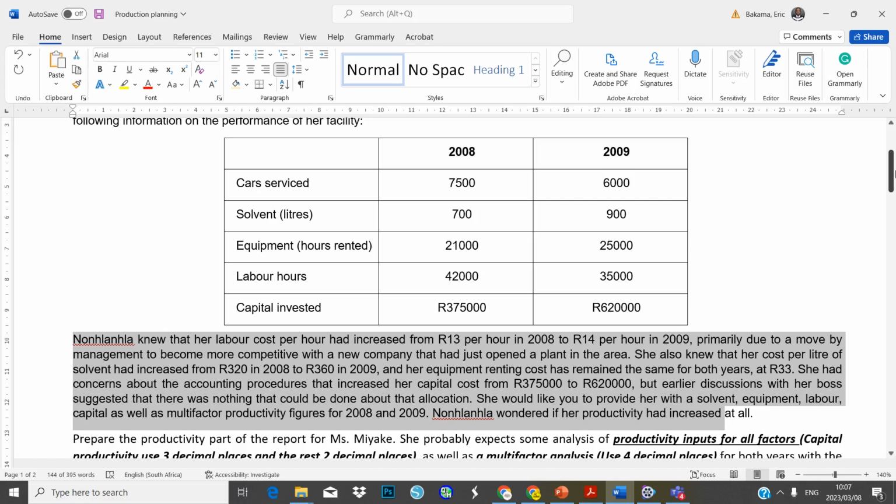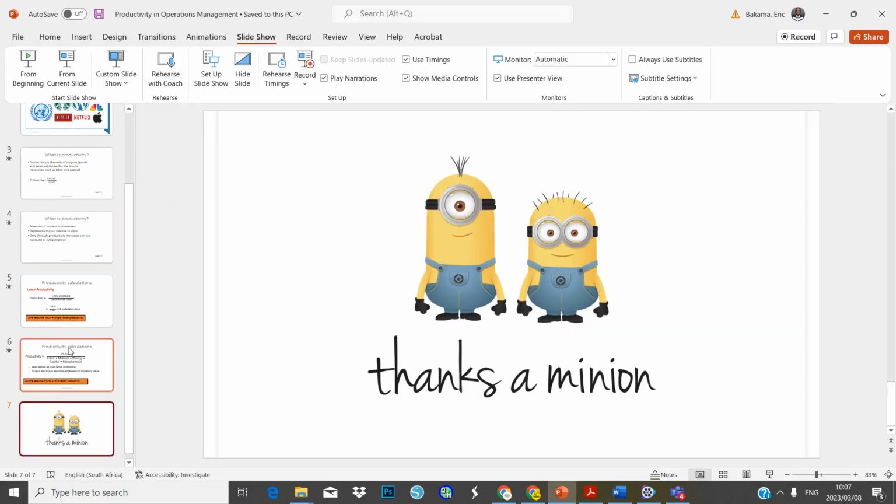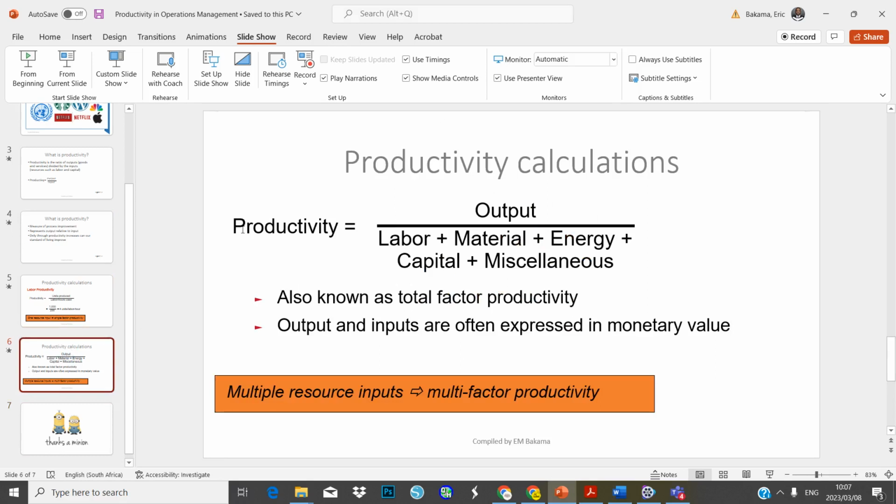But this is quite different with the multi-factor. In the multi-factor, we are looking mostly at an organization input, the collective one. That is the formula. I think I have the slide with me here, the one that we used for the multi-factor. So productivity is equal to the output divided by the sum of all the inputs.